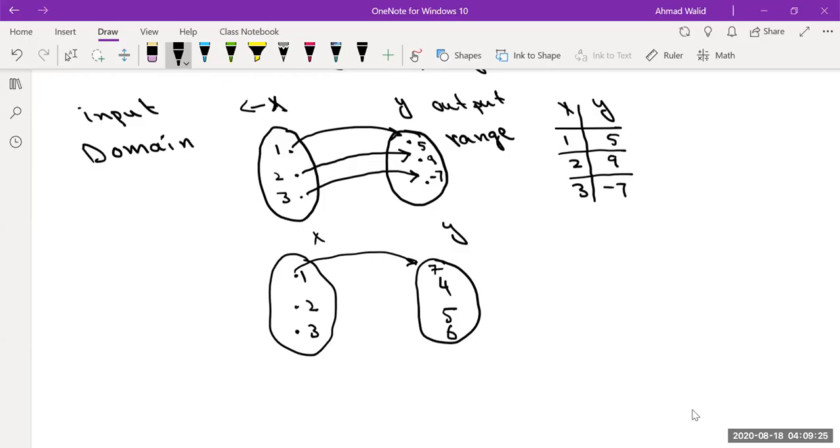1 goes to 7, at the same time 1 goes to 4. 2 goes to 5, and 3 goes to 6. Is this relation also representing a function? I will say no, because it's not matching my definition. One element of the domain has a relation with 2 elements in the range, correct? That's why this diagram cannot represent a function.